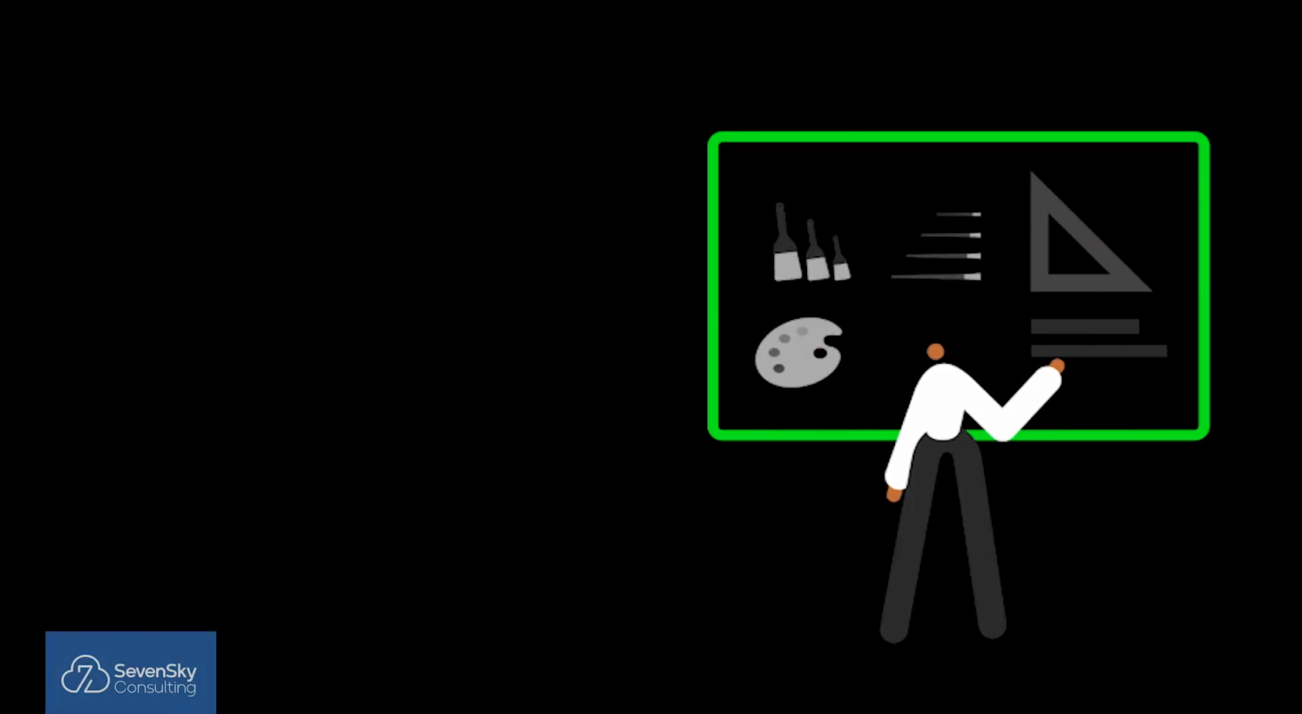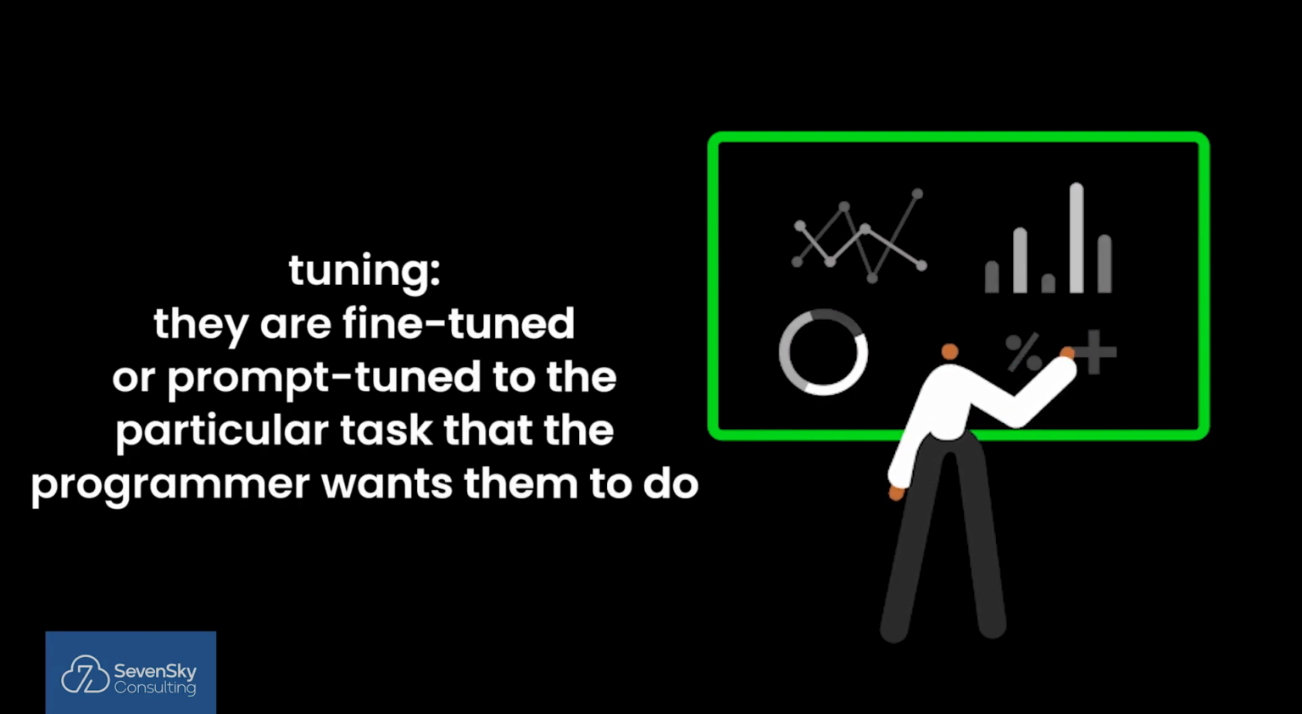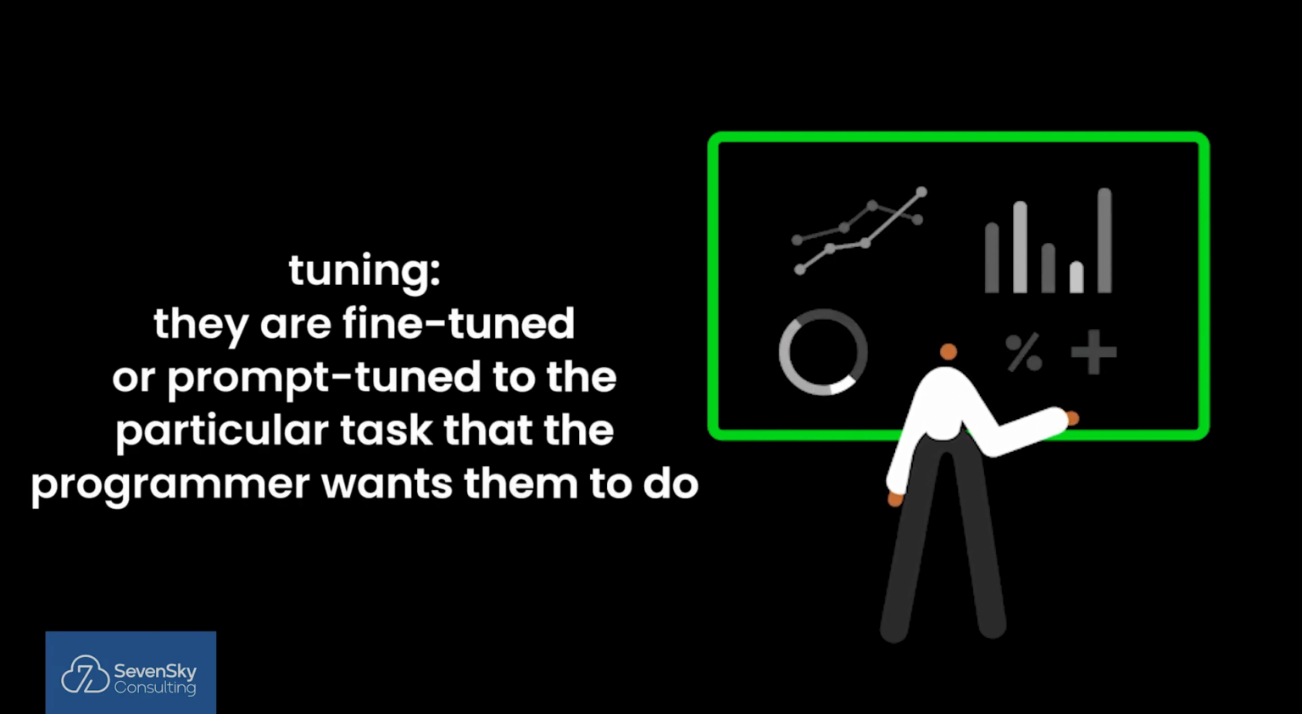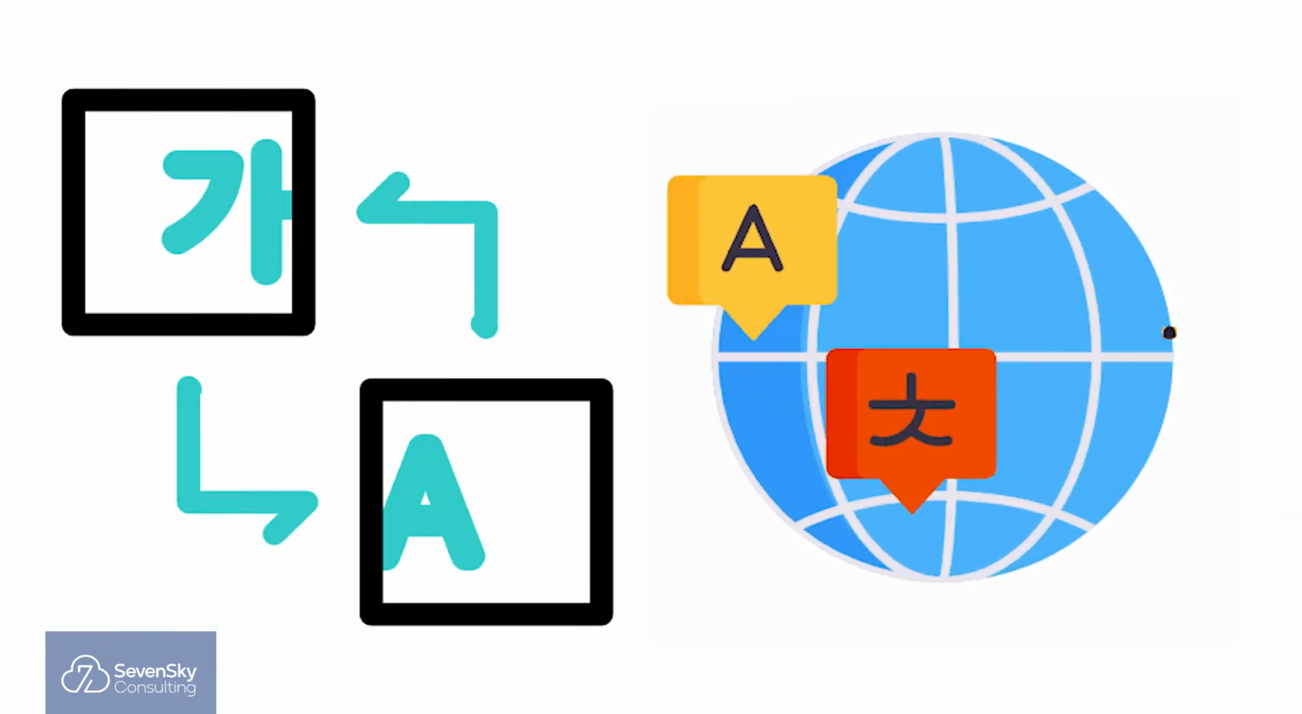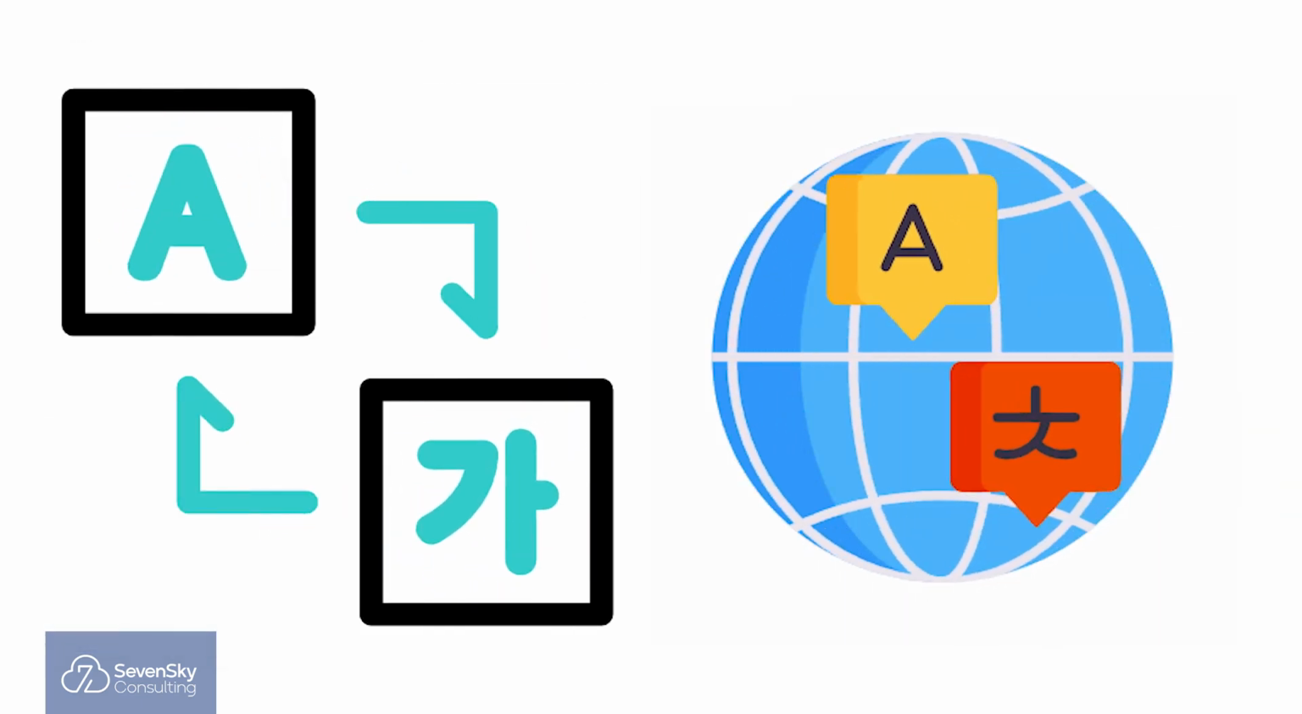LLMs are then further trained via tuning. They are fine-tuned or prompt-tuned to the particular task that the programmer wants them to do, such as interpreting questions and generating responses, or translating text from one language to another.